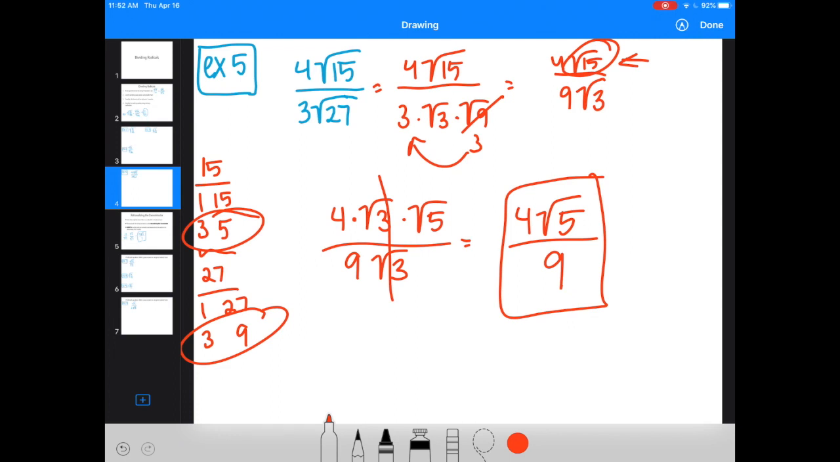So sometimes when breaking up those radicals, you'll think, okay, I can only break it up for perfect squares. Well, that's not always the case. When dividing radicals, you can break them up so you can reduce some of your junk on the bottom.